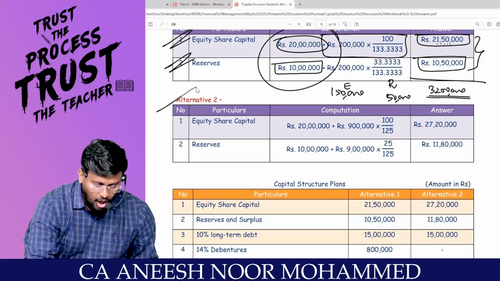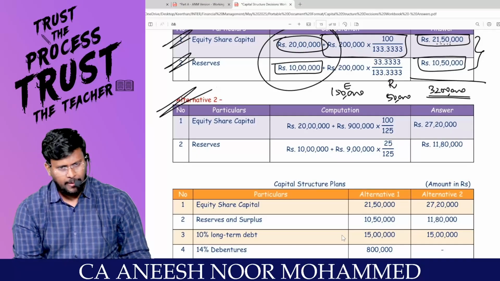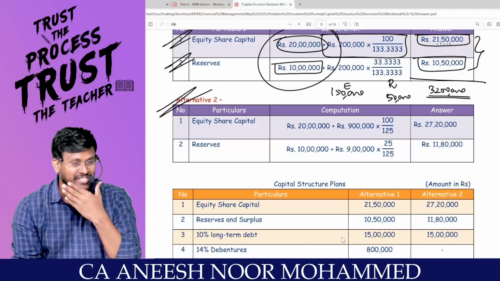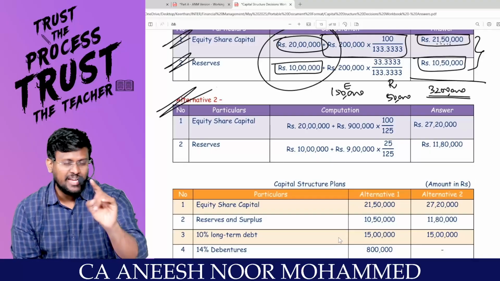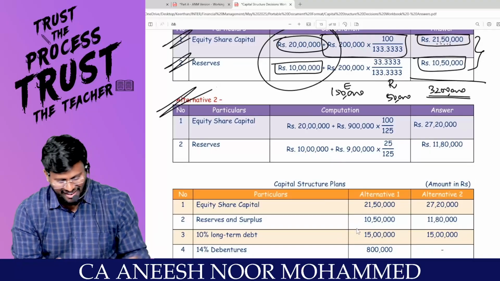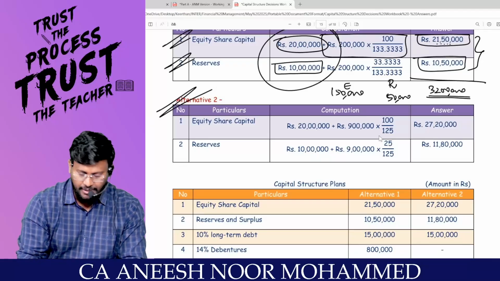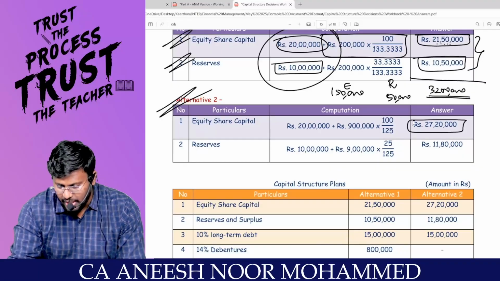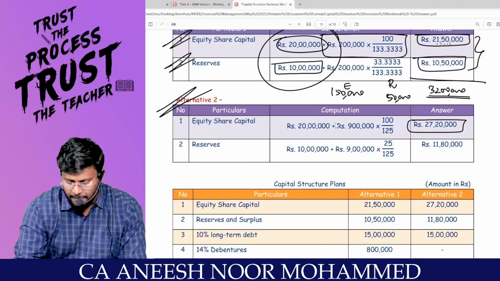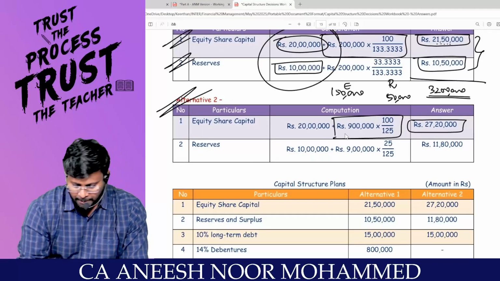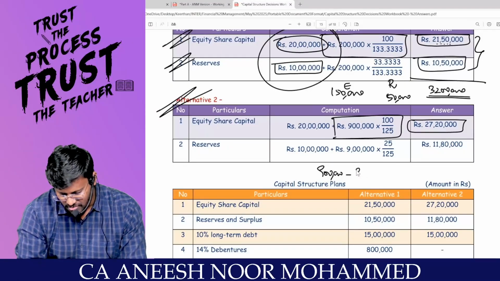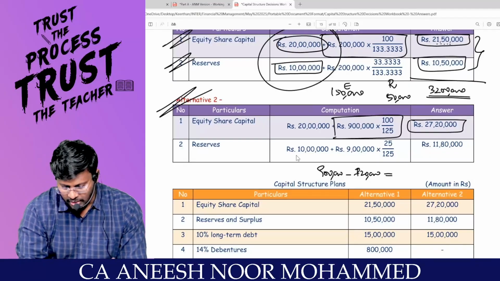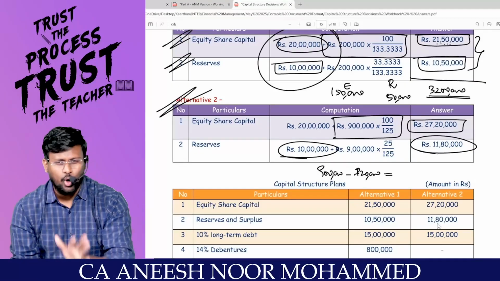Can I proceed? Alternate number 2. What is alternate number 2? 10% debt, 90% equity. 90% is 9 lakh. But, sir, share capital will change, issue price will change. Calculator: 9 lakhs divided by 125 into 100 comes to 7,20,000. So 20 lakh plus 7 lakh 20, 27 lakh 20 will be the equity. But you will be issuing 9 lakh minus 7 lakh 20, that is 1 lakh 80. So reserves will be 10 lakhs plus 1 lakh 80, 11 lakh 80,000. I hope the concept is clear.